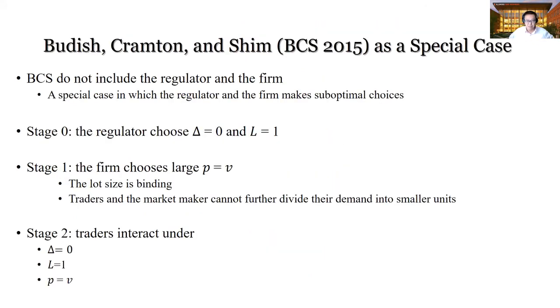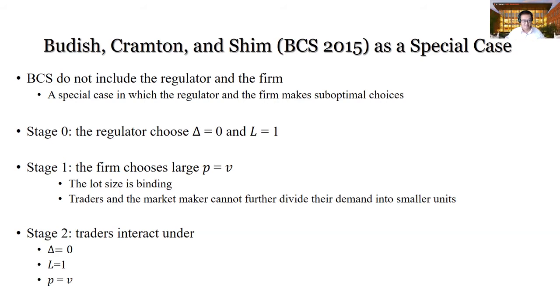So let me give you a motivating example, actually a special case nesting our model, which is a famous paper by Budish, Crampton, and Shing, BCS. It is also Myerson-model based, but they do not include a regulator and the firm. So you can consider it a special case in which the regulator and the firm make suboptimal choices.